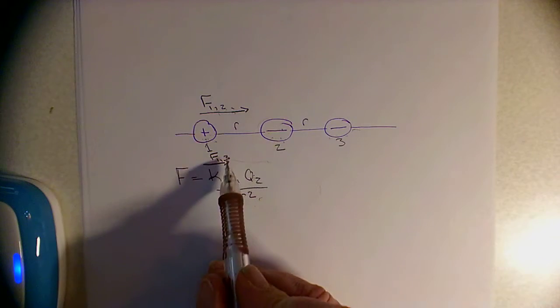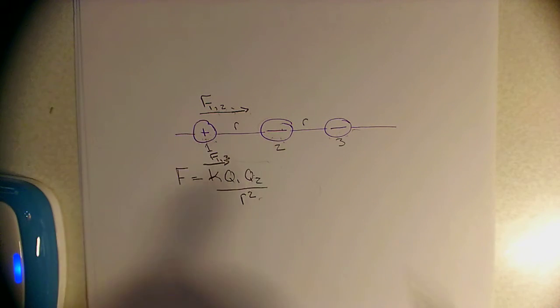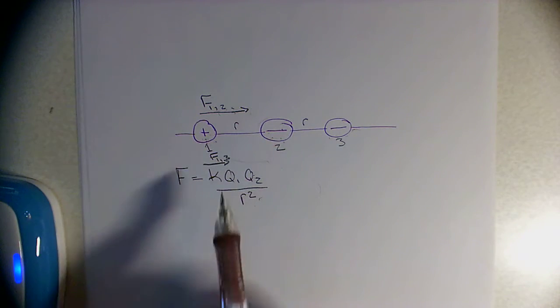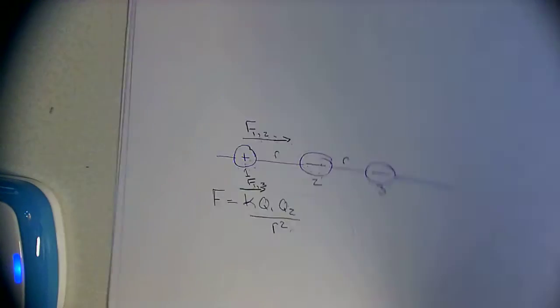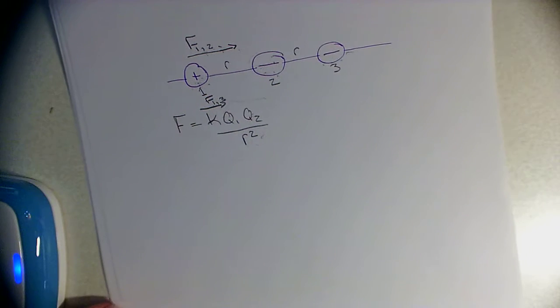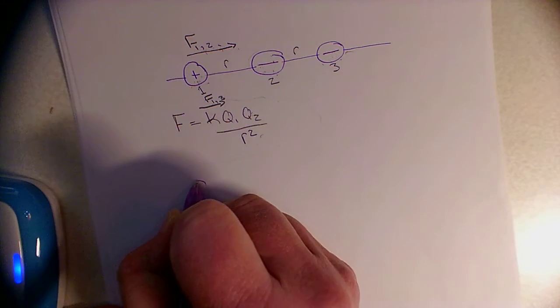So now it's just tip to tail adding. If we look at the resultant force on that, it's going to be the sum of this component plus this component. So now let's kind of redraw this and draw the exact same thing.